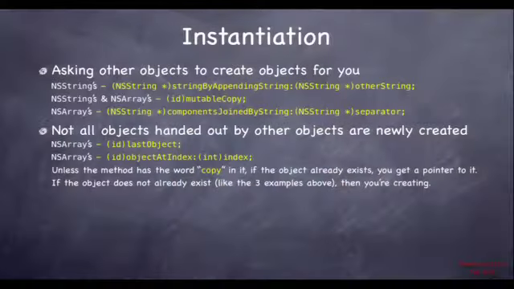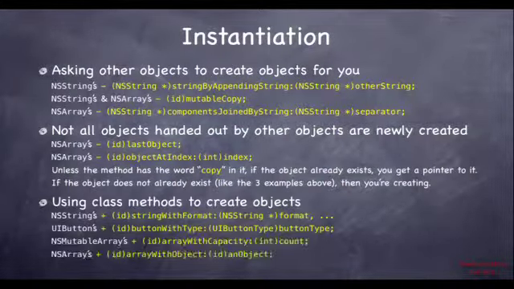It's basically if its object was already around, it just gives it to you. Okay? And one of the primary ways to get new objects is to use class methods, like string with format. Or if you wanted to create a button in code, which you almost never do, you usually drag your button out into your storyboard, but if you wanted to create a button in code, you can send a message to the UIButton class. You'd say open square bracket UIButton, button with type, and it will give you back a new button. It'll create a new button for you.